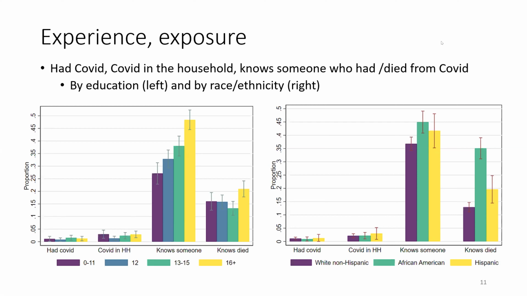About 1.5% reported to have had COVID in the sample. There's not much interesting heterogeneity there. COVID in the household now combines the respondents and their households. That's about twice the rate, but again, not significant differences. Where we see significant differences is whether the respondent knows someone who had COVID, and there's a very steep education gradient that's probably due to the size of networks people have. The more people you know, the more likely somebody from that group had COVID. On the other hand, if you break this down by race and ethnicity, you see that African Americans have an especially high rate of knowing someone who died from COVID.